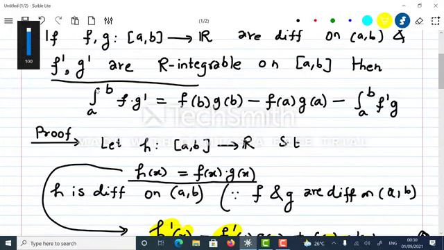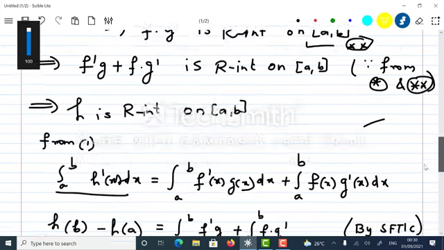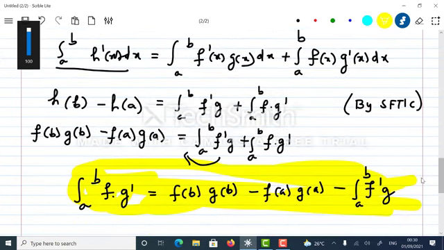Is g dash written here? What I have done is also correct. Yeah, I think it is correct. Okay, so the by parts rule we have proved here. That's simple and not difficult at all.